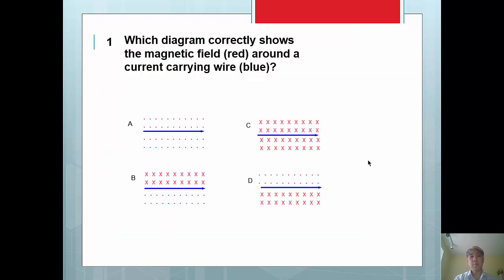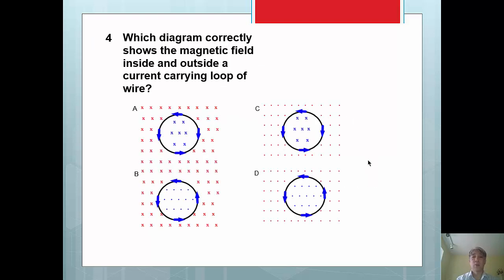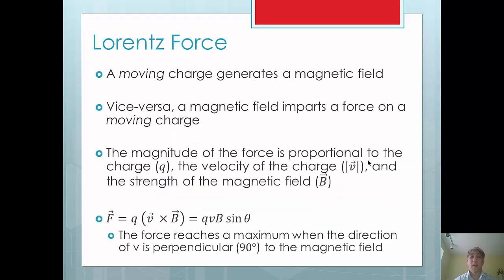We're going to skip these because you have some worksheets that will do that, so I'm going to skip to the next slide. The next slide is basically the Lorentz force. This is the force that a moving charge experiences when it moves in a magnetic field. The magnitude of this force is given by the formula on the bottom.